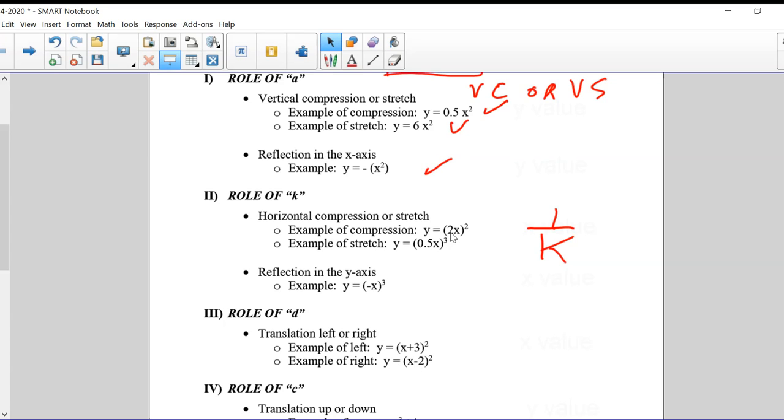A number greater than 1 gives you a compression. A number less than 1 gives you a stretch. I know that doesn't sound right, but that's how it is with horizontal. Horizontal kind of makes everything backwards.